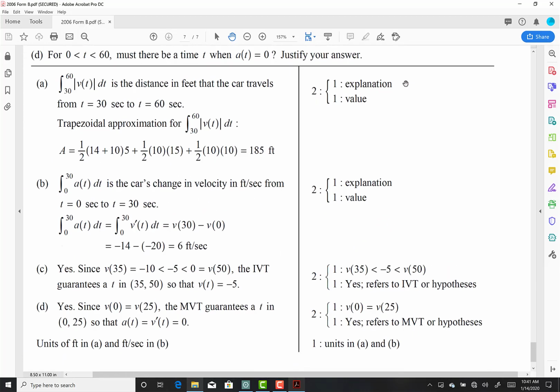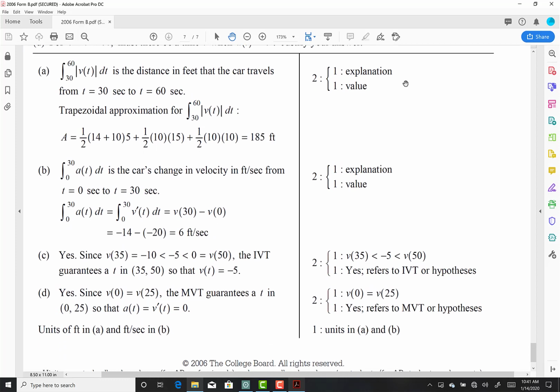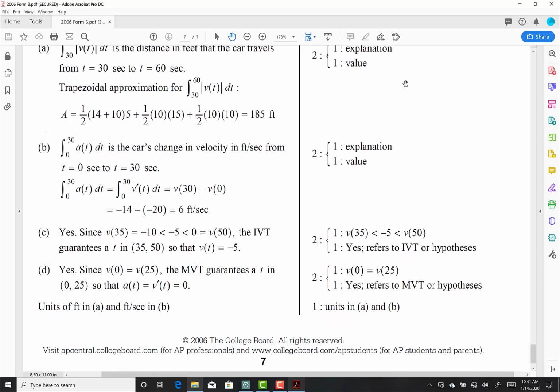How many points for letter A? 2. One point for explanation, one point for the value. Let's see how they wrote it. The integral from 30 to 60 of v of t dt is the distance in feet that the car travels from t equals 30 to t equals 60. It's going to sound almost the same all the time. There's no other way you can write it. Look at the trapezoidal method. Did we get it right?